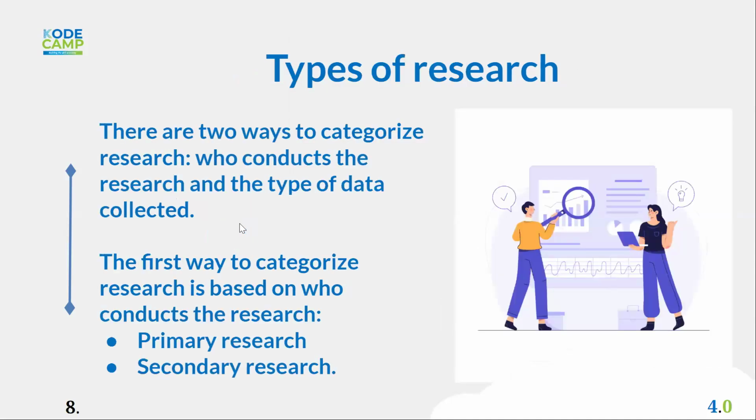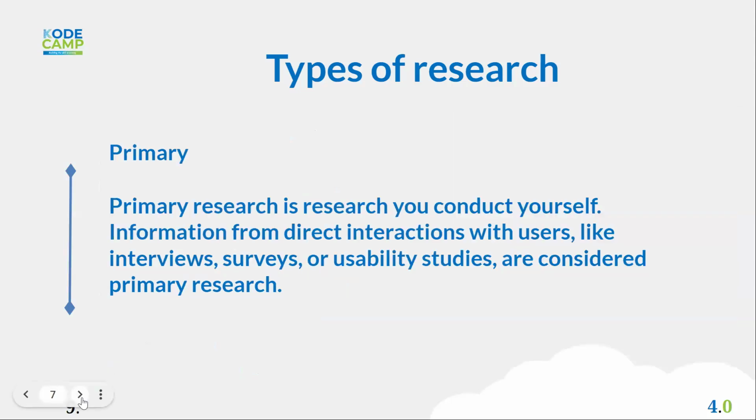We also have the types of research. There are two ways to categorize research. The first is who collects the research, and the second is the type of data that is collected. For who collects the research, we have primary research and secondary research. From the word primary, you know that this is research that you conduct by yourself. You can do it by carrying out interviews and usability studies.